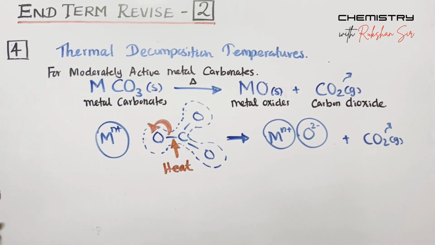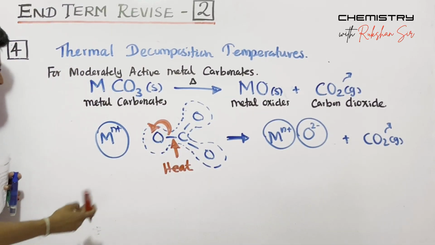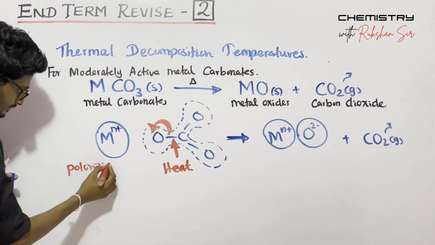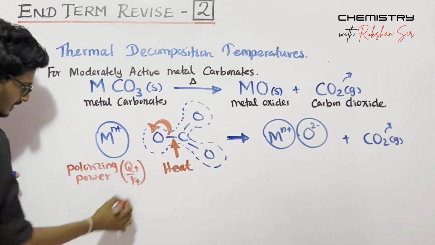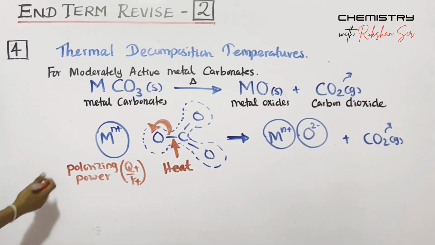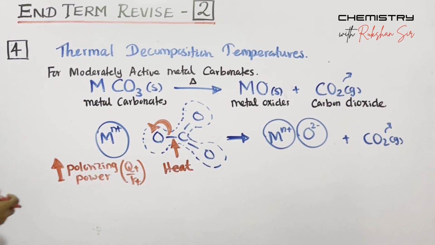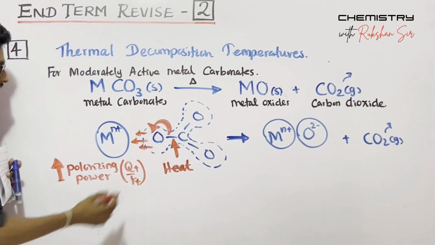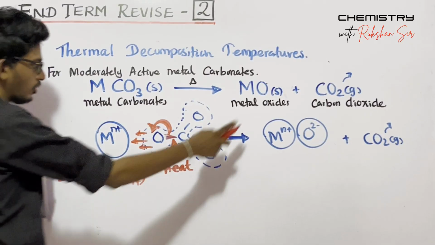That is how the situation happens now. So actually this process becomes easier if the polarizing power of this cation is high, the Q plus over R plus value is high. Then these electrons are greatly attracted towards the metal, and finally these two electrons will easily come towards the oxygen to produce the O2 minus, right?